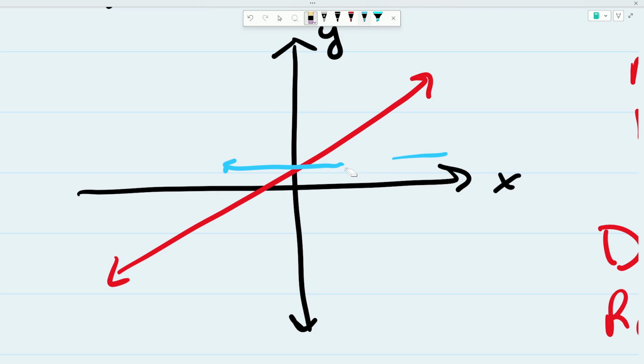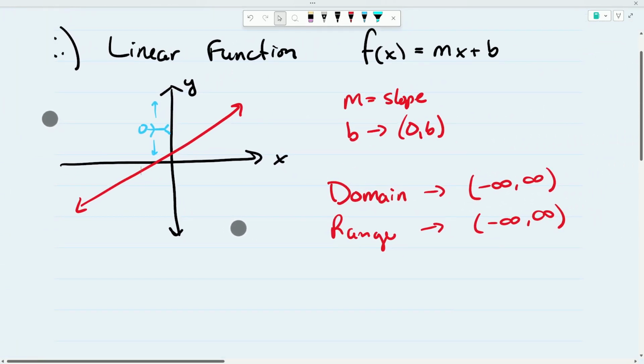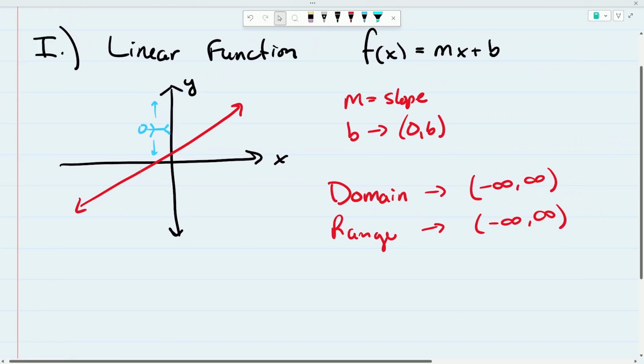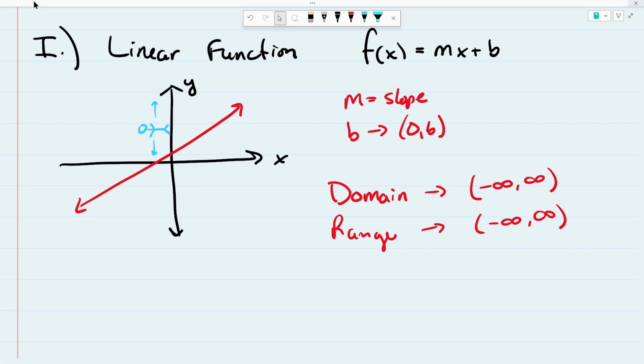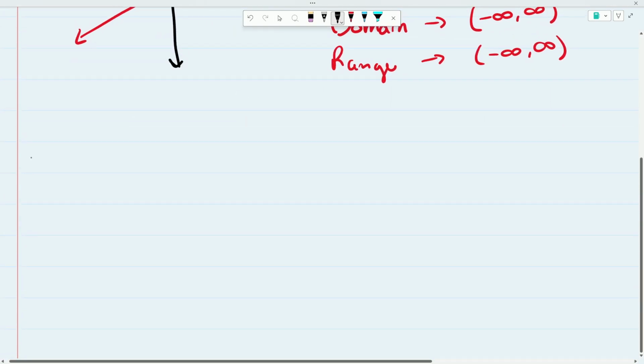The same applies for the range, except on the range, now you're walking on the y-axis. So how low does your graph go and how high does your graph go? So linear functions are defined everywhere, meaning the domain and range are both negative infinity to positive infinity. Okay? Now, the next function we're going to look at is the constant function.